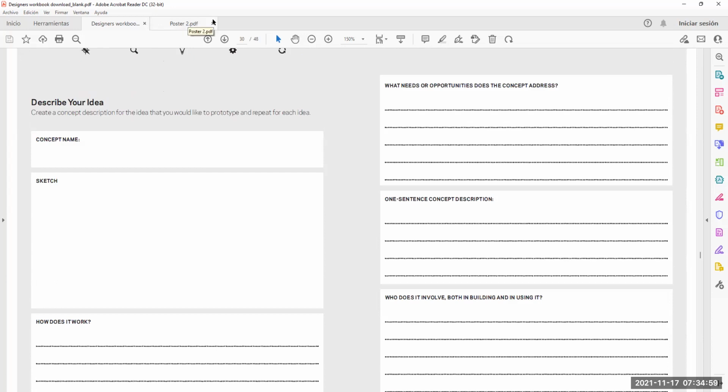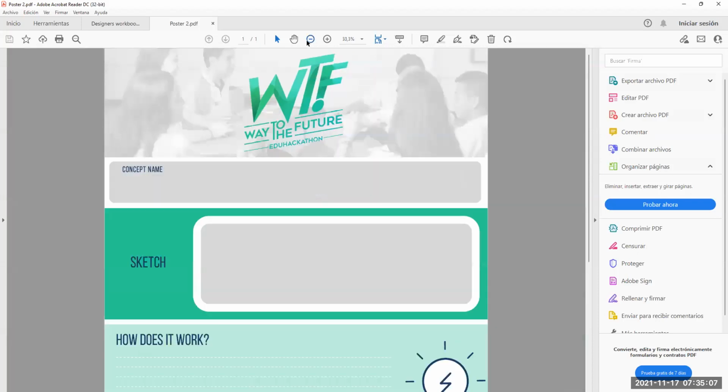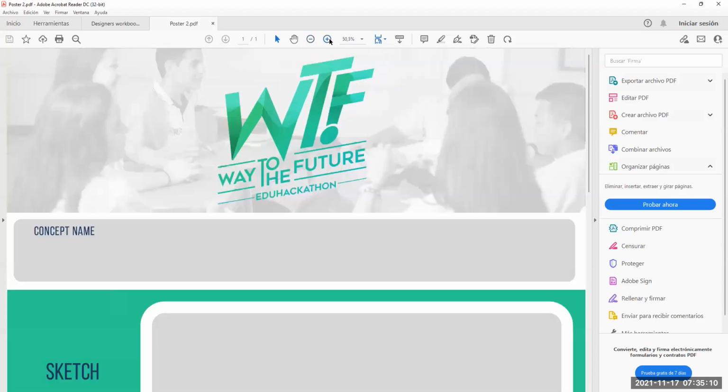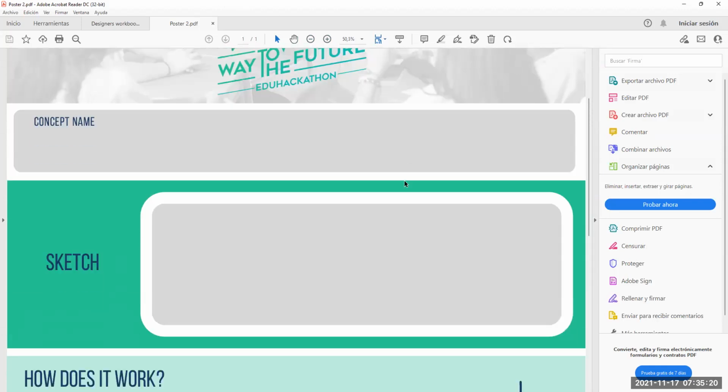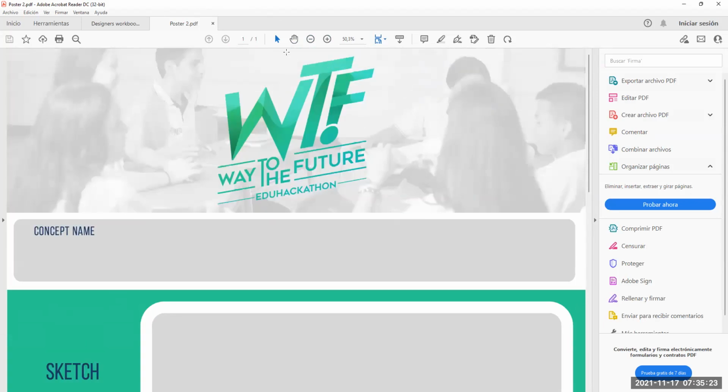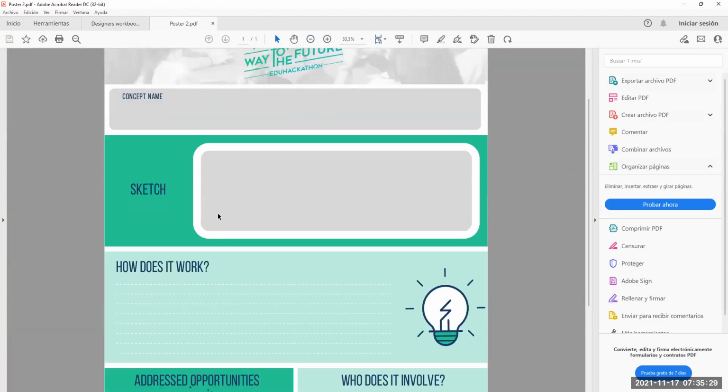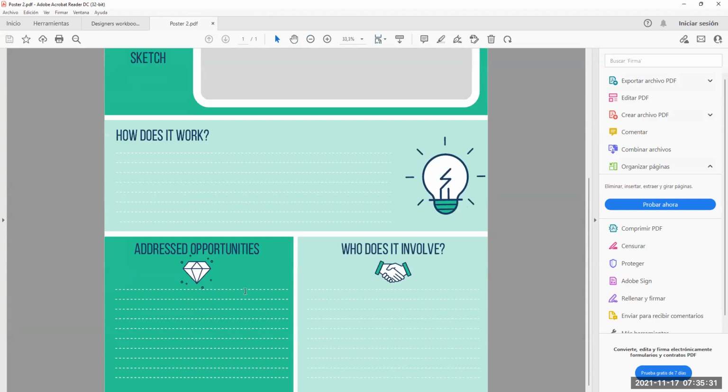I'll show you right now an example of a poster that we used in a similar project some time ago. This is just the poster empty. Can you see it, guys, the poster? Yes, teacher. There you go. So this is a poster for an event that we did before the pandemic in Bucaramanga with some students there. Here, basically, we have the spaces that we described earlier, okay? So the concept name, the sketch, how does it work, the address opportunities, who does it involve? This is the kind of poster that we are going to create.